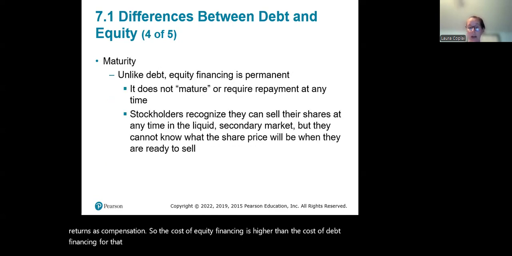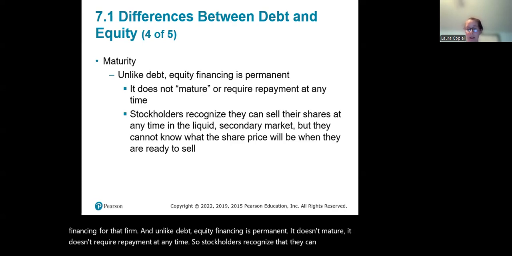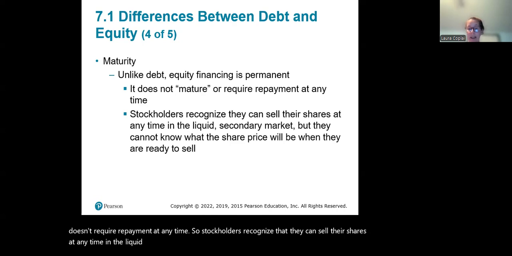And unlike debt, equity financing is permanent. It doesn't mature. It doesn't require repayment at any time. So stockholders recognize that they can sell their shares at any time in the liquid secondary market, but they can't know what that share price will be when they are ready to sell.